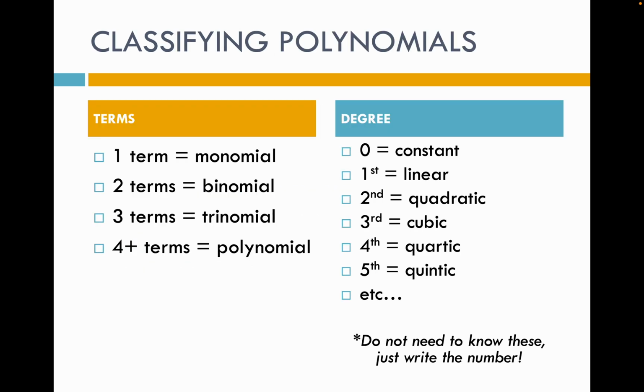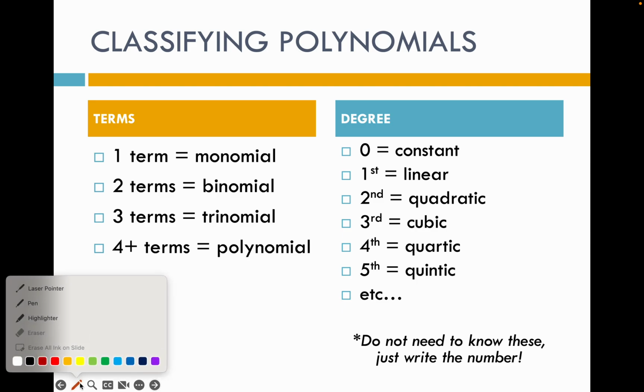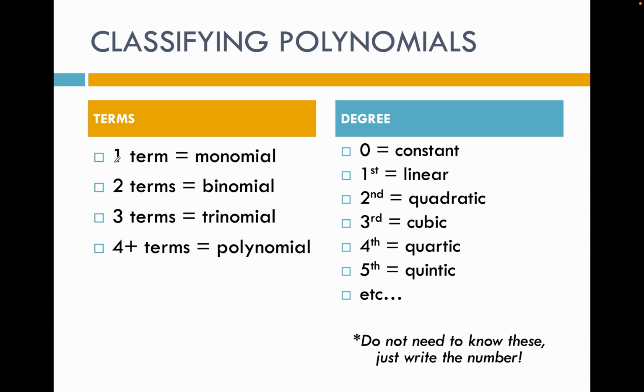So let's talk about how to classify these. A polynomial is called a monomial if it has one term. A polynomial is called a binomial if it has two terms. Three terms is called a trinomial. And if you are familiar with prefixes, this makes sense because mono means 1, bi means 2, and tri means 3. After 3, we just call it a polynomial.